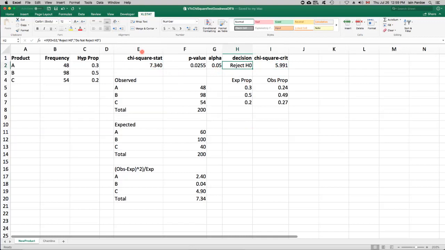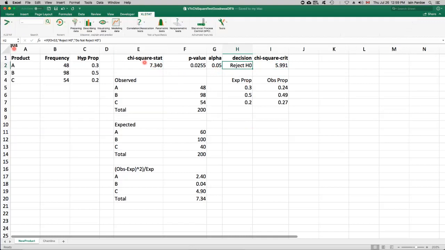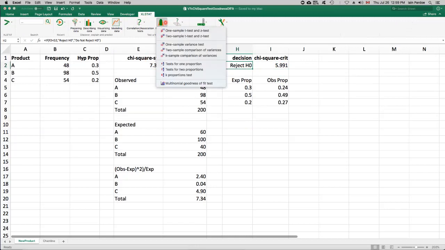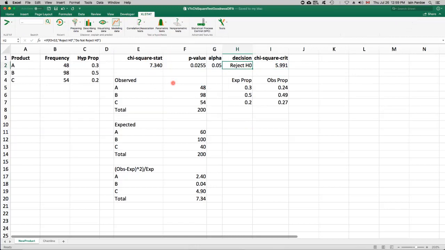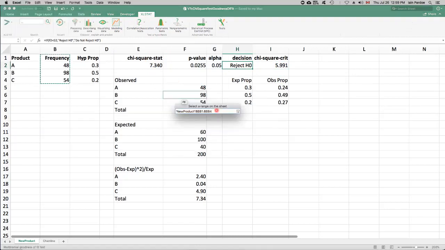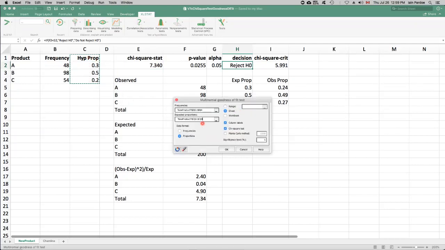So let's use Excel stat to do that analysis. So this is parametric tests and multinomial goodness of fit. And we select our frequencies in our sample. We select our expected proportions. So these are the historical market shares for this example. The data format is in proportions for the expected proportions. We have column labels, and we're doing a chi-squared test.